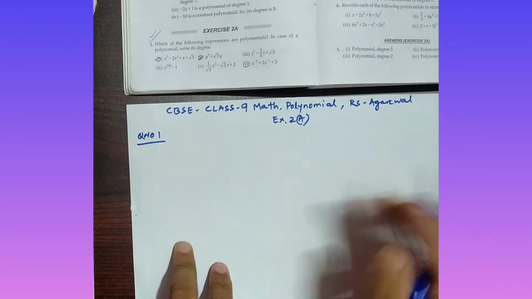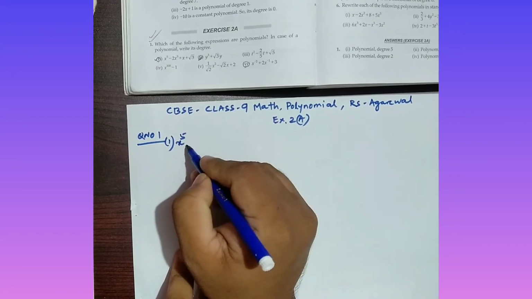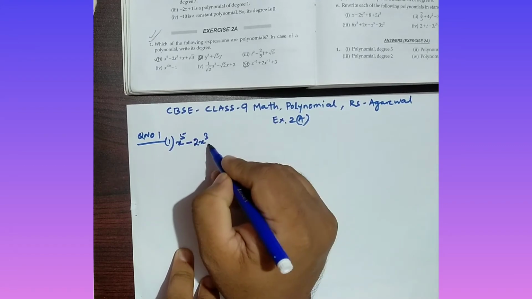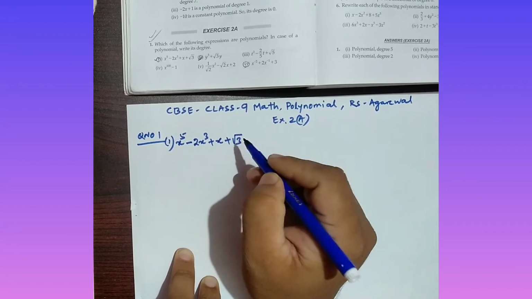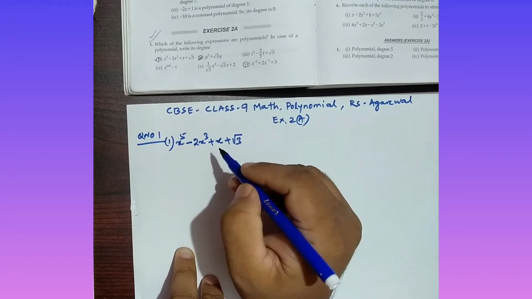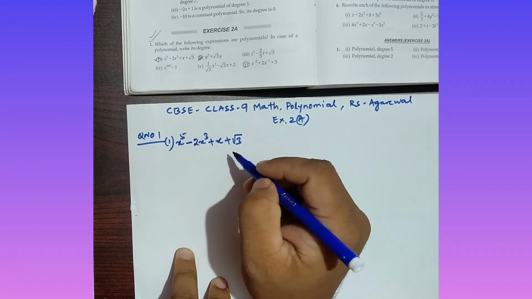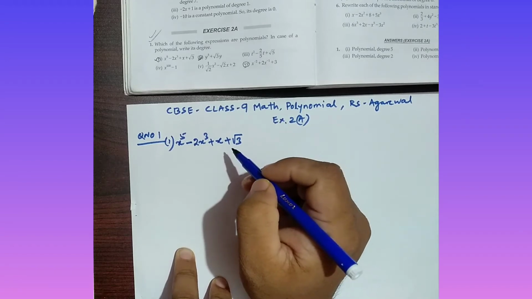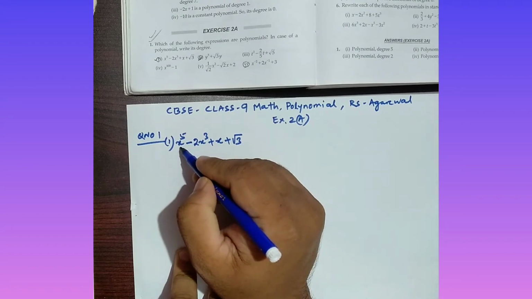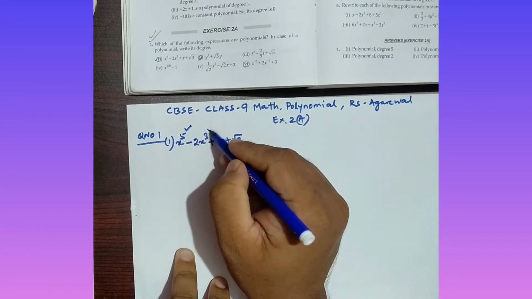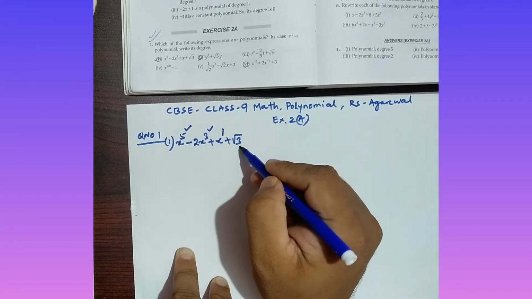The first question, I'm writing, that is (i): x to the power 5 minus 2x cube plus x plus root 3. Okay, so you have to find out whether this expression is a polynomial or not. If yes, then find out its degree. Now look here, you have to check the power part of the variable. This is the power part of the variable x, this is the power part of the variable x, and this has no power written, meaning x to the power 1 is here. And this is a constant term.